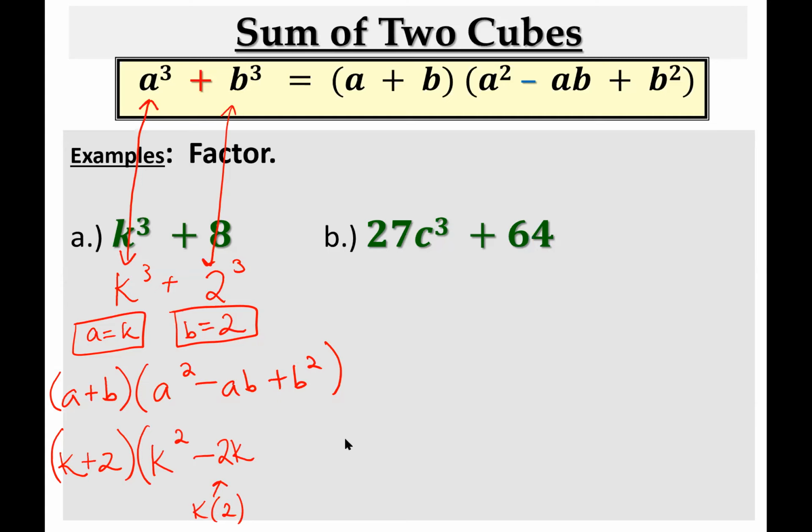Okay, plus our last term here, b squared. We're going to get that by doing 2 squared, but we need to simplify 2 squared. Don't just leave 2 squared in your answer. 2 squared is 4. Here it is. So our final answer is k plus 2 times k squared minus 2k plus 4. Okay, so this is kind of strange because the answer is longer than the original problem, isn't it?